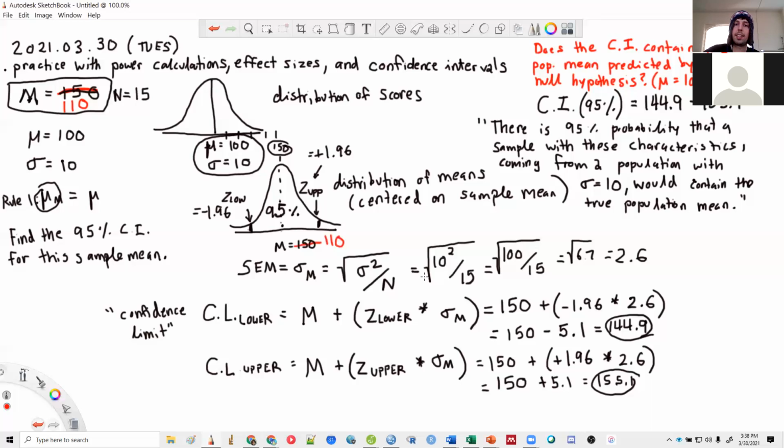And instead of 150 here, it would be 110. So those of you who did that correctly saw that you would get a range of 104.9 and then 115.1. So if we have new values going from 104.9 to 115.1, does that include the null hypothesis? Or the value predicted by the null hypothesis.